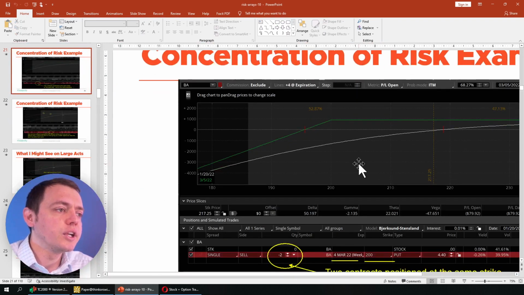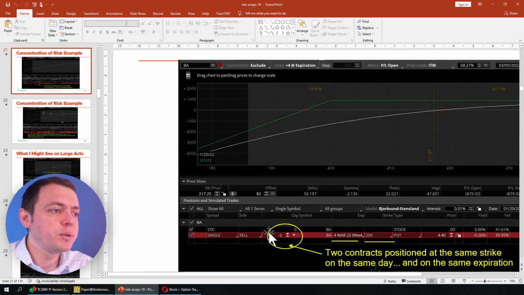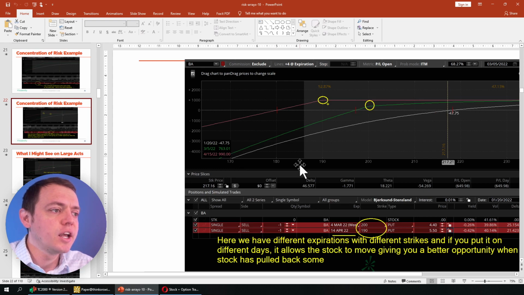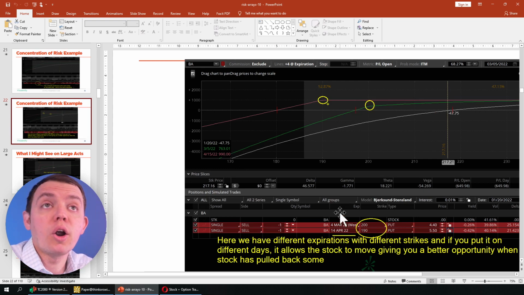So here is kind of a concentration of risk. People are putting on a handful of contracts. And then for us, we're going to look at starting to spread our risk around.